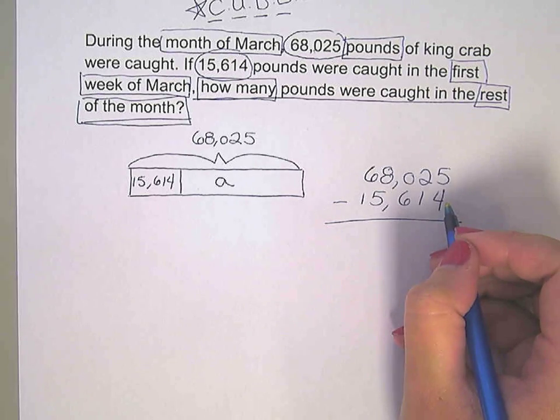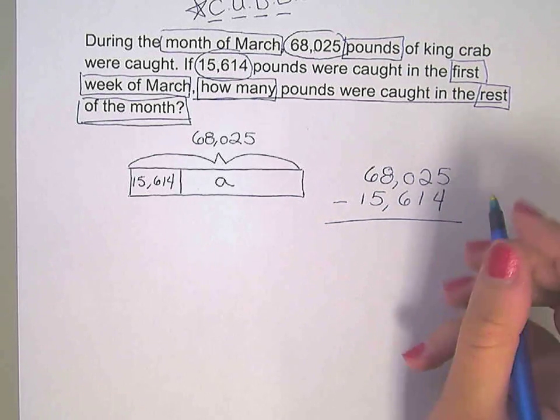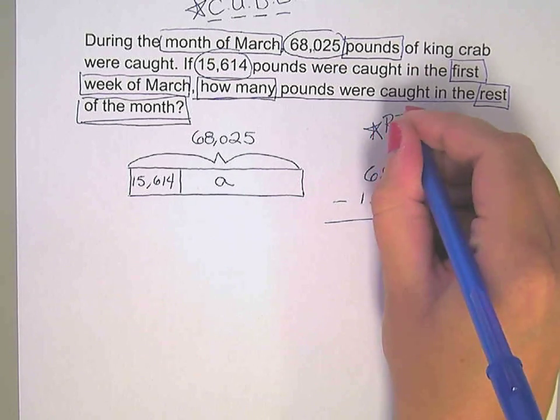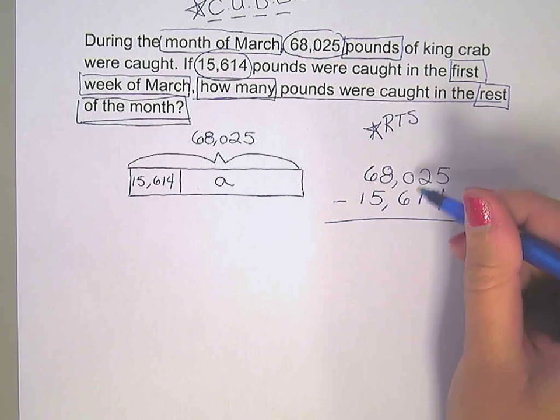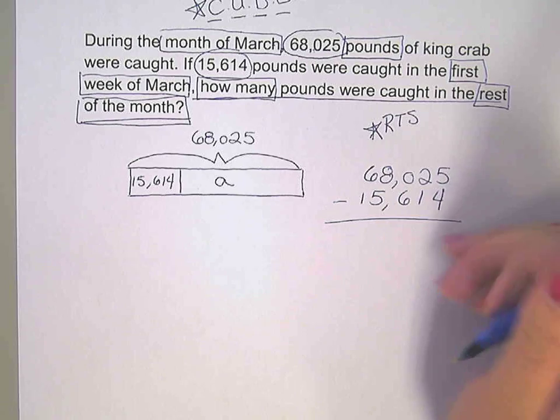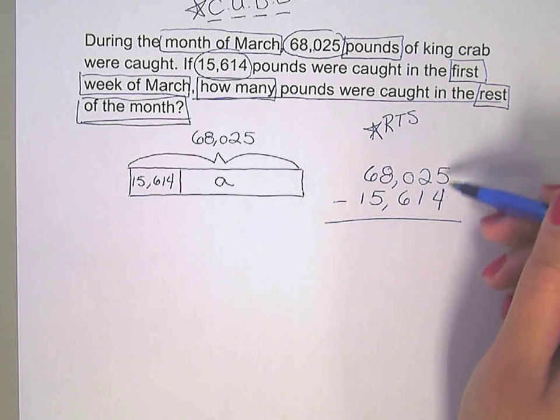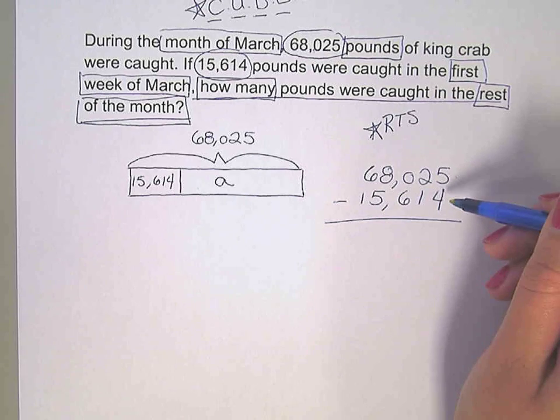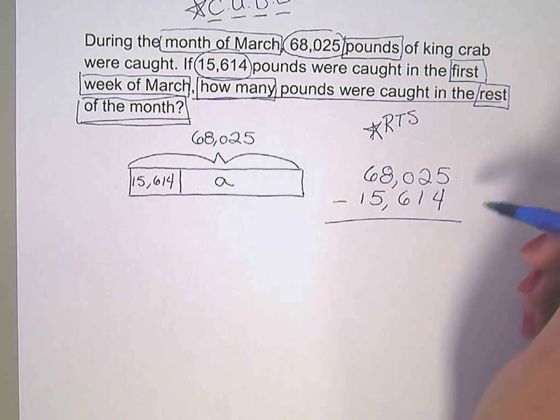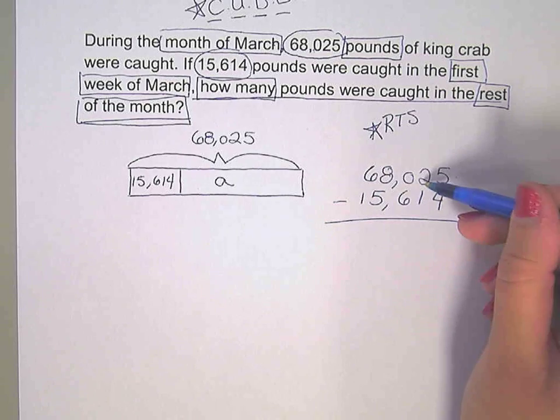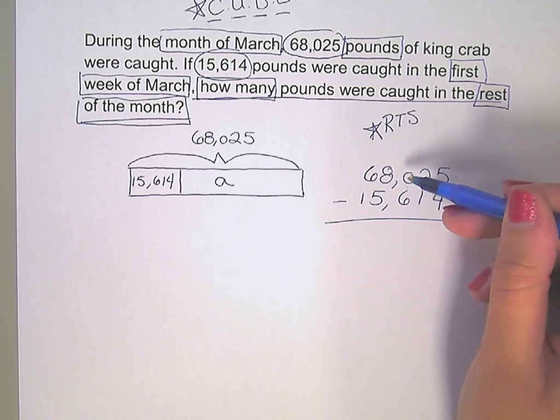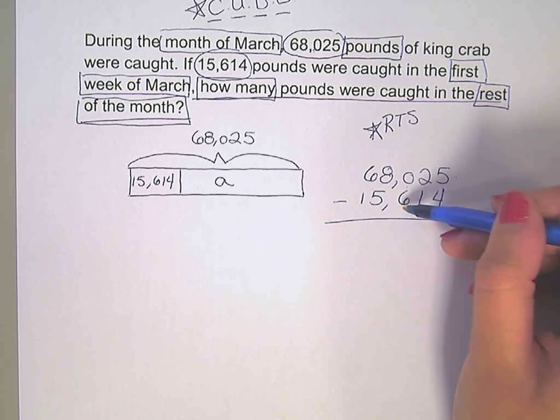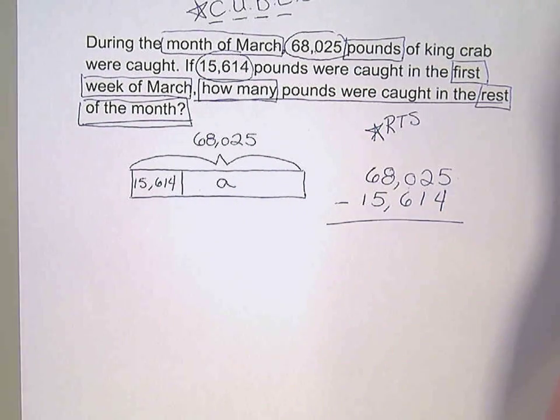5, take away 4. Am I ready to subtract? This is a strategy we use in 4th grade. RTS, ready to subtract. When I think about this, I want to look at each place value before I ever write down an answer. So are my ones ready to subtract? 5, take away 4. If I had 5 jelly beans and they wanted to take away 4, could they do it? Yeah, so I'm ready to subtract in the ones. How about my tens? 2 tens, take away 1 ten. Am I ready to subtract? Yes. Hundreds. 0 hundreds, take away 6 hundreds. Again, you're always reading top to bottom. If I have 0, can I take away 6?